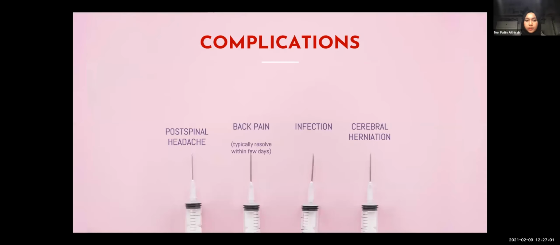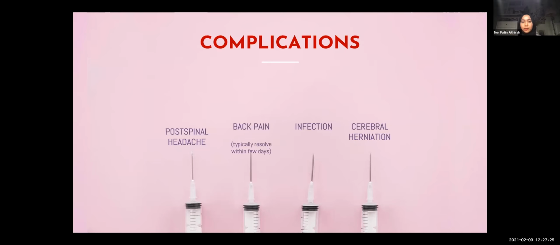Okay, so that's all for the procedure. The last one is complications. The most common complication of lumbar puncture is the post-spinal headache. Post-spinal headache is because of the leakage of the spinal fluid through a puncture hole in the dura mater. Some say that to prevent this, we use the smallest possible needle.